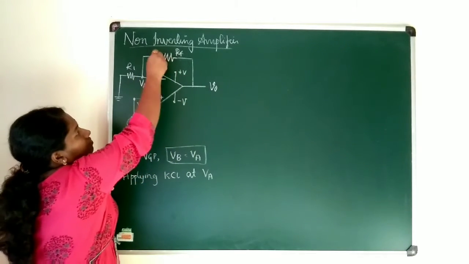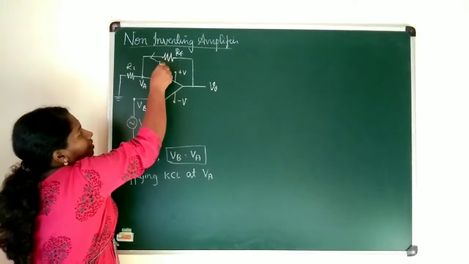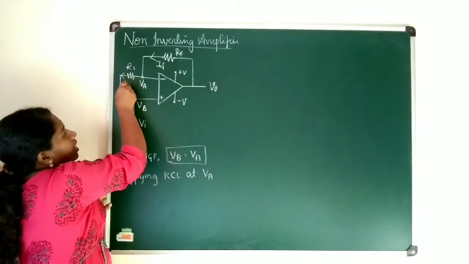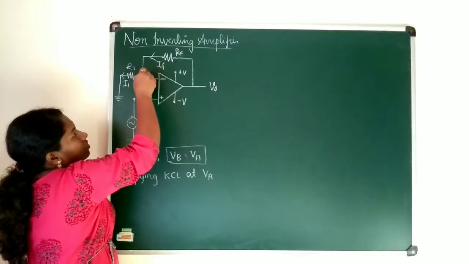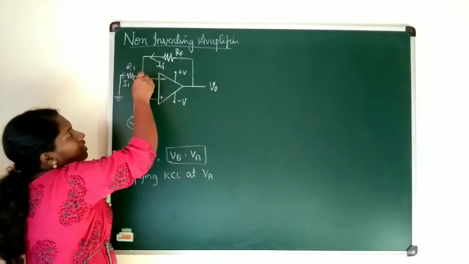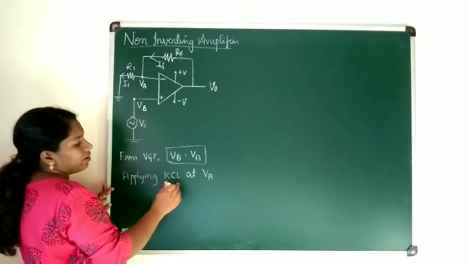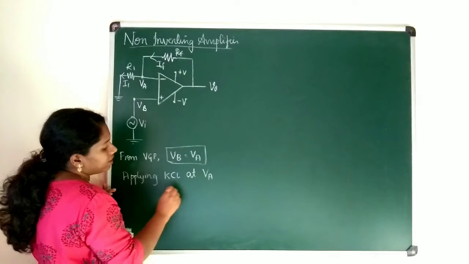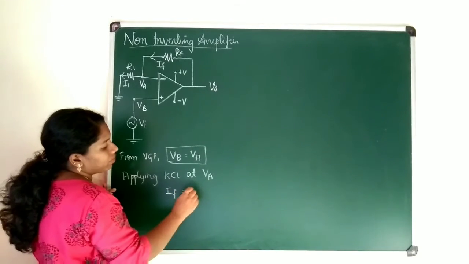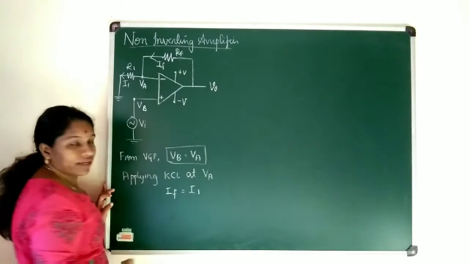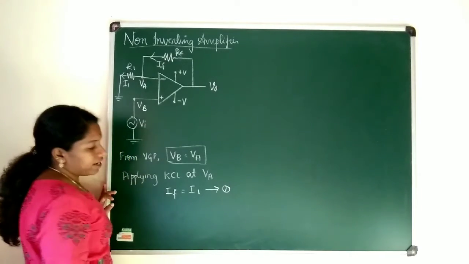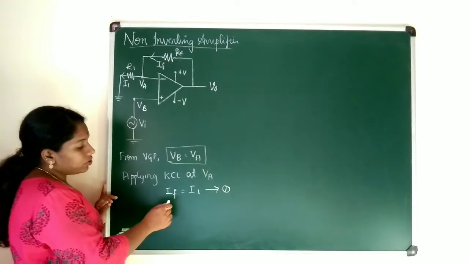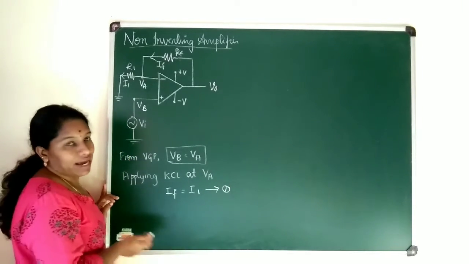See, the current which is flowing here is IF and here it is I1. So for this node, the current entering is IF and the current leaving is I1. When I apply KCL, current entering is equal to current leaving. Right? I got an equation, IF is equal to I1. I want to know what is IF and what is I1.